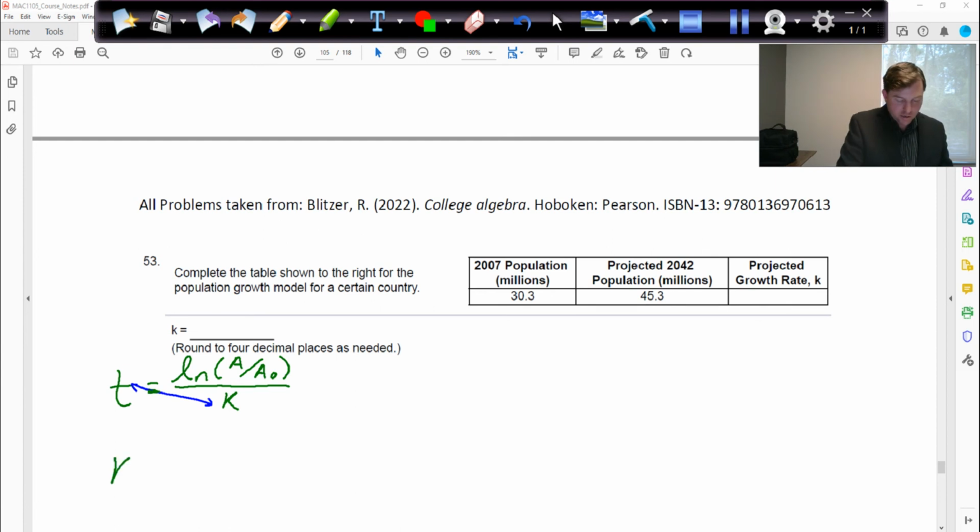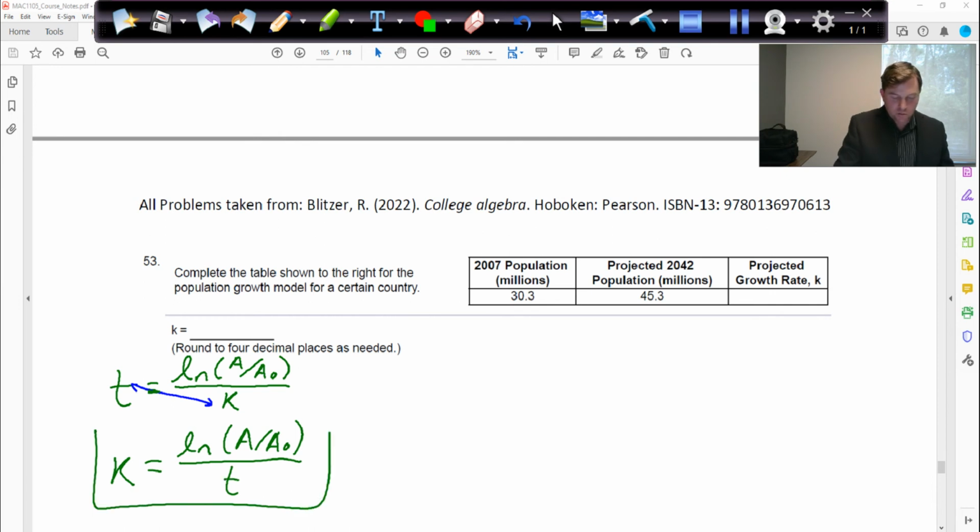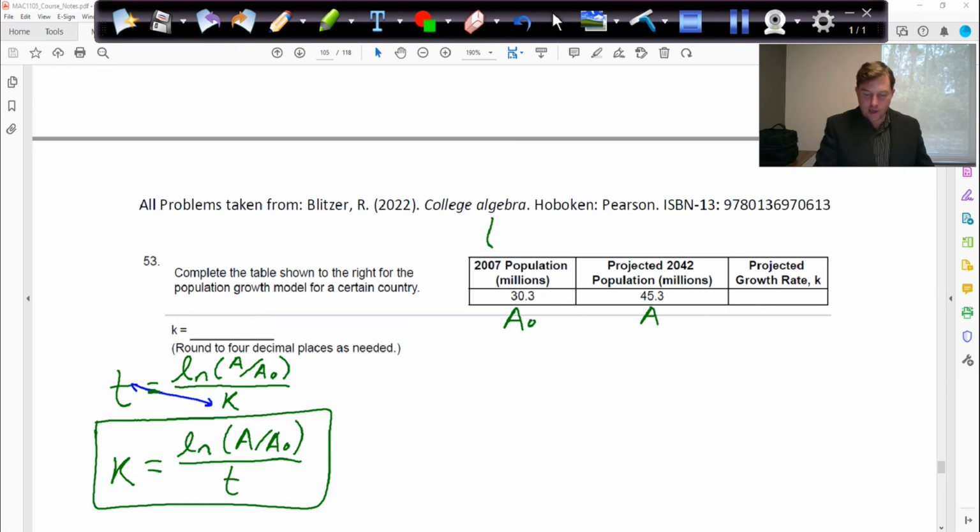So we can get a second equation that says k is equal to the natural log of the ratio of the amount you have in the future to the starting amount, divided by time. And that's the equation we're going to need for this problem. So for this problem, they say you start at 30.3 million, your future amount's 45.3 million people, and the time, t, is the difference in 2042 and 2007, which is 35 years.